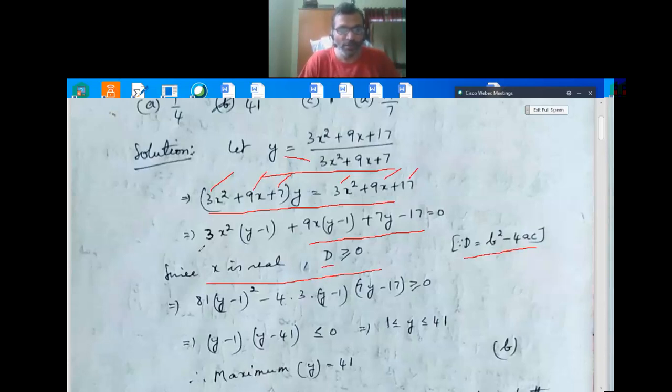So here the coefficient of x is 9 into (y minus 1), and the square of that will be 81 into (y minus 1) squared, minus 4 into a, which is the coefficient of x squared, 3 into (y minus 1), into c, which is 7y minus 17, greater than or equal to 0. I hope it is clear. Then comes simplifying this, and you will get a quadratic equation in y.